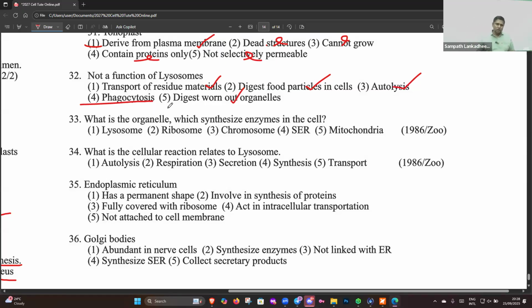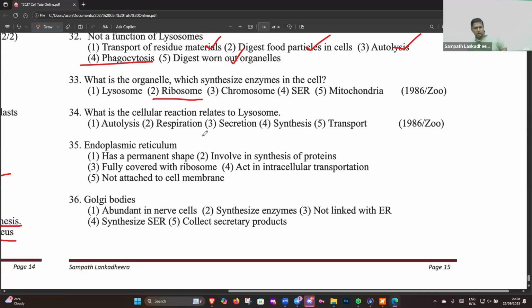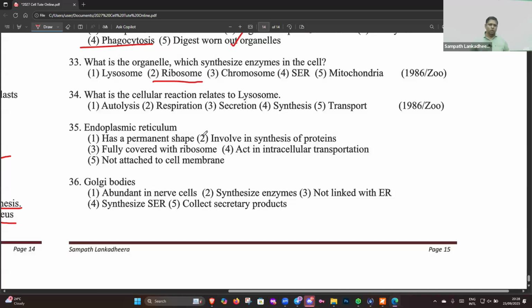Question number 33. What is the organelle which synthesizes enzymes in a cell? That's no doubt, ribosomes. Question number 34. What is the cellular reaction related to lysosomes? Autolysis, respiration, secretion, synthesis, transport. We'll take this one, autolysis.